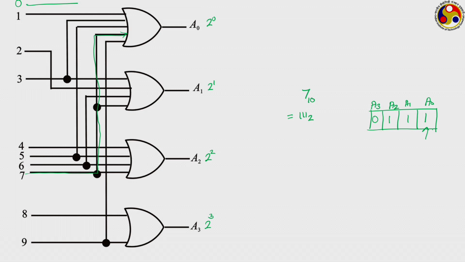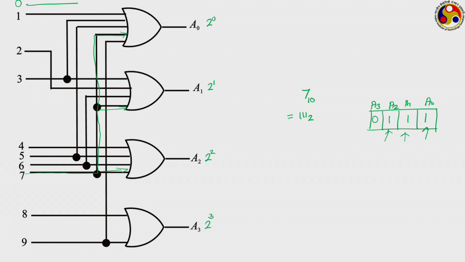Then the other end of 7, where is it connected? Another end is connected to this A1, which gives you this A1 to be 1, and the other is connected to this A2, giving you A2. So, to represent 7, we want these 3 bits to be 1, and that is why this 7 is connected to these 3 OR gates, but not with A3.